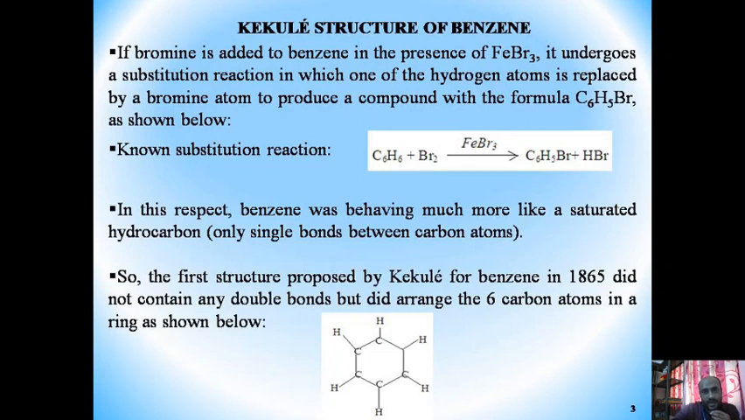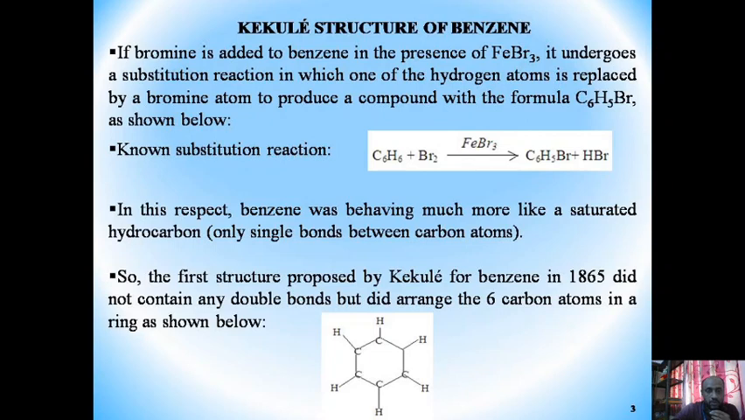If bromine is added to benzene in the presence of FeBr3, it undergoes a substitution reaction in which one of the hydrogen atoms is replaced by a bromine atom to produce a compound with the formula C6H5Br, as shown below. That is, C6H6, when treated with bromine in the presence of FeBr3, will give C6H5Br plus HBr. In this respect, benzene was behaving much more like a saturated hydrocarbon, with only single bonds between carbon atoms.